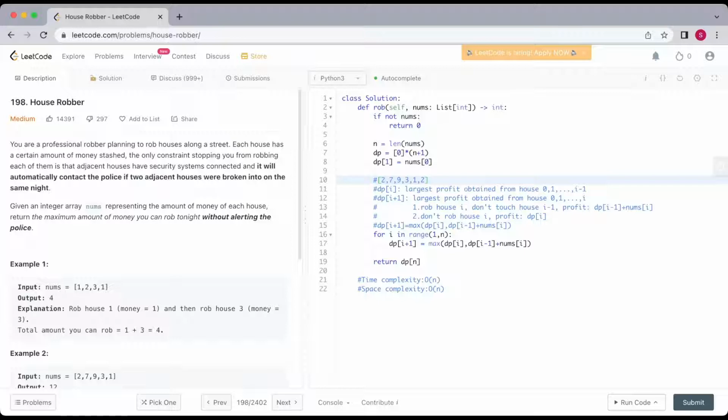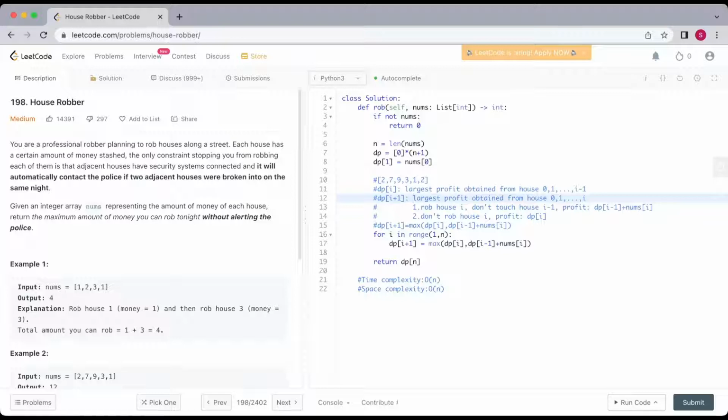So we use dp[i] to calculate the largest profit plan we obtained from the houses from house 0, 1 until house i minus 1. And then we will have dp[i+1] to calculate the largest profit we will obtain from houses 0, 1 until house i. For dp[i+1], we will have 2 options.